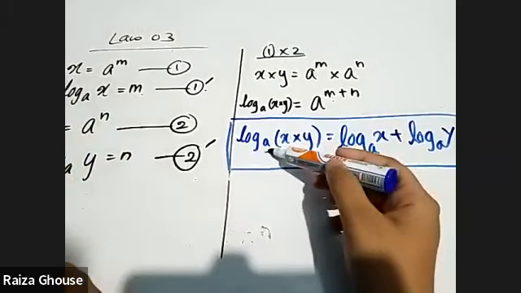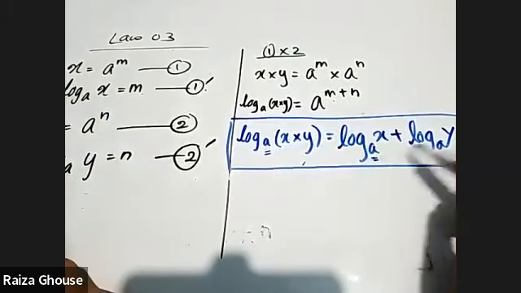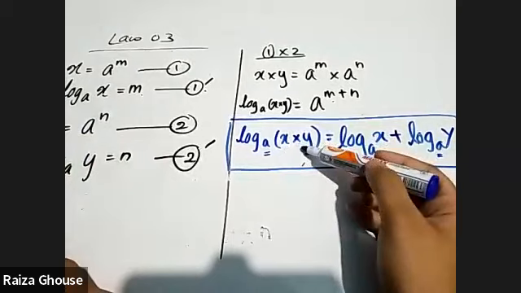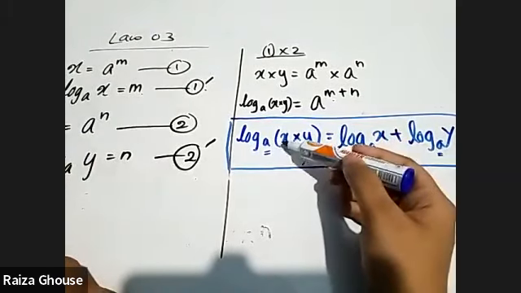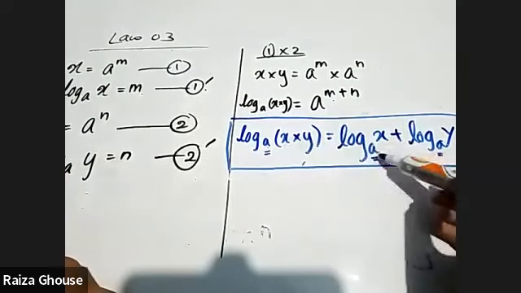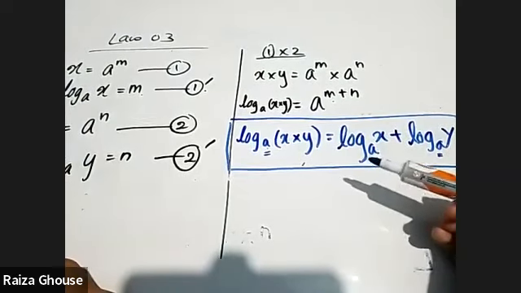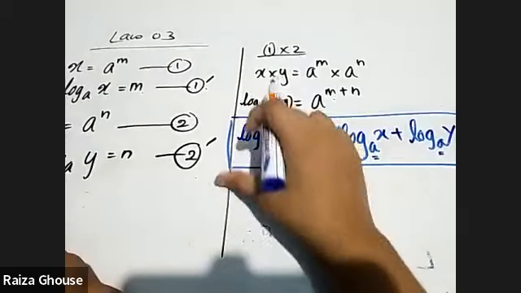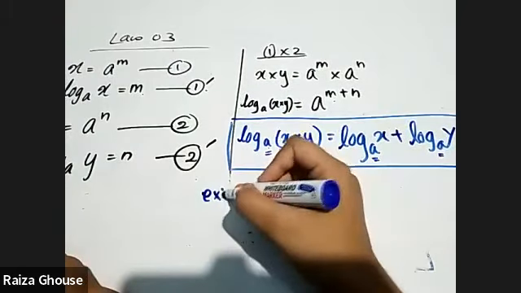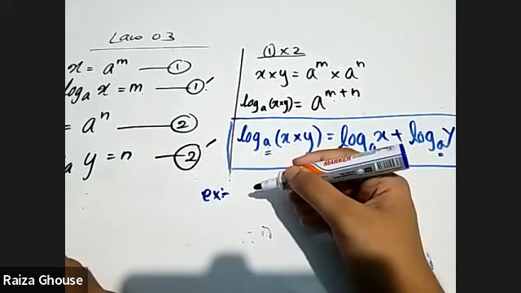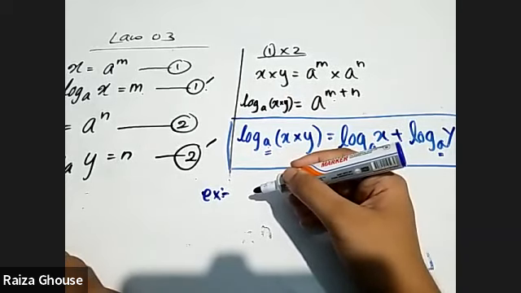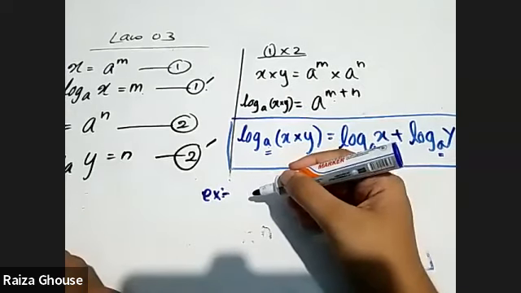If you have the same base and multiplication of logarithm, what you should do? Take separately each value with the same base and add them. That's all you have to do. Understand only that, will you? No need anything else. I'll do an example and show you. You will be okay with this part. Okay, like this here.